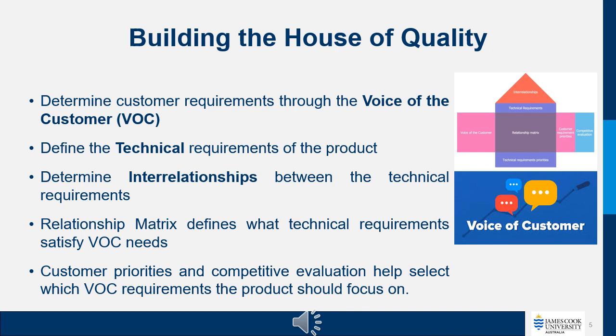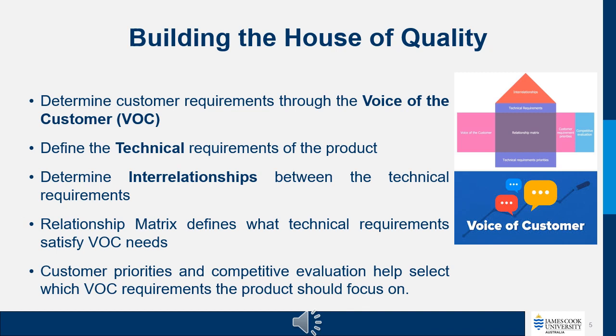The next step, we're looking into the relationship matrix to define which technical requirements satisfy the voice of the customer. The relationship matrix, also known as the house of quality, is created to visually represent the interrelationship between customer requirements and technical specifications. It is typically presented as a matrix where customer requirements are listed on one side and technical requirements are listed on the other side. The matrix shows the strength of the relationship between the two sets of requirements using symbols or numeric values.